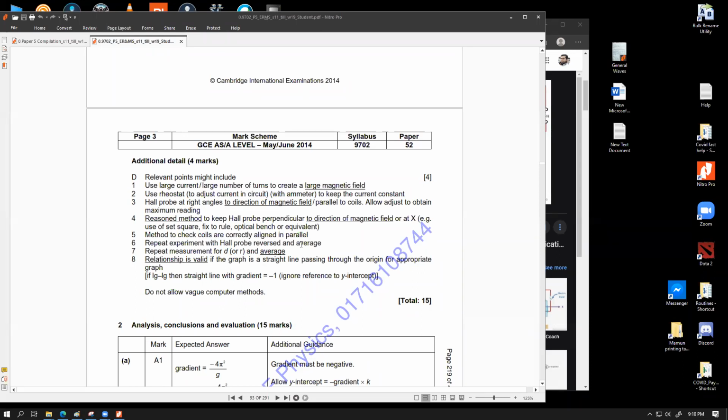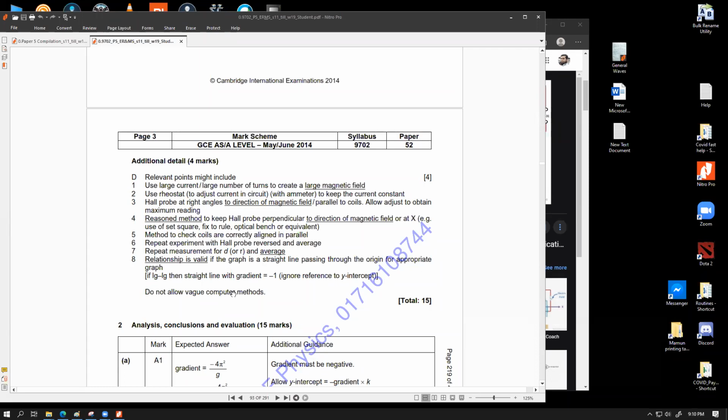Do you understand what this means? I think I said what this means. The significance of this sentence goes like this. You cannot write up an experiment that goes like this, that we attach all the equipment to a computer and the computer directly gives us the graph. You cannot say that. That's a vague computer method.